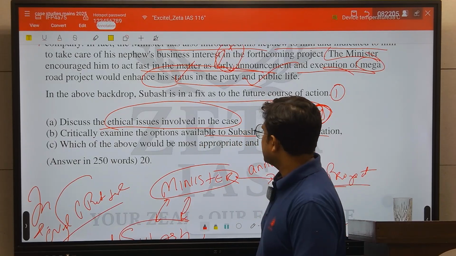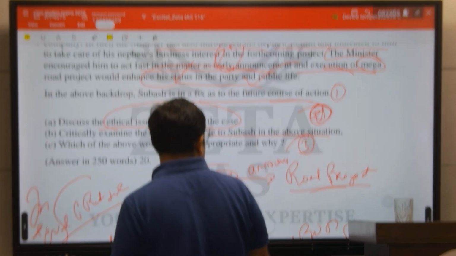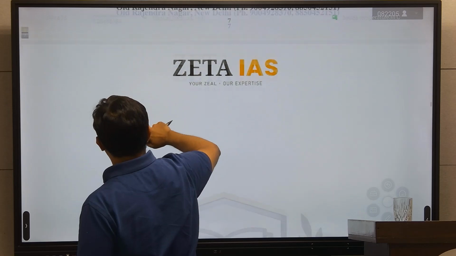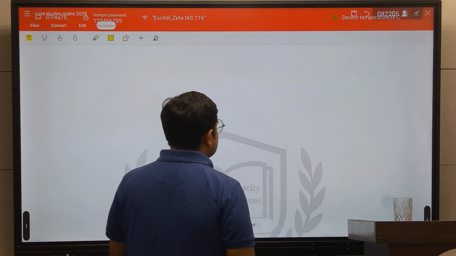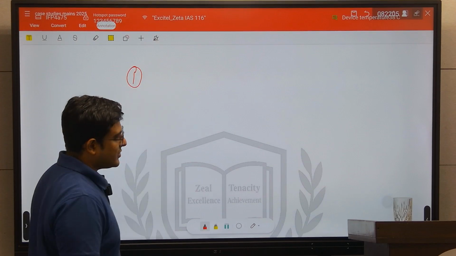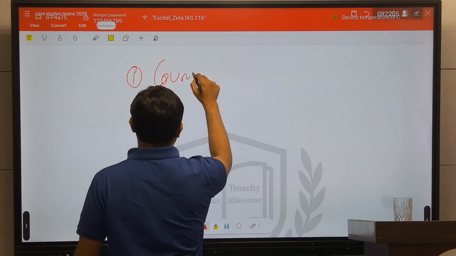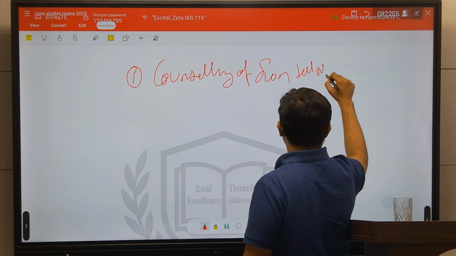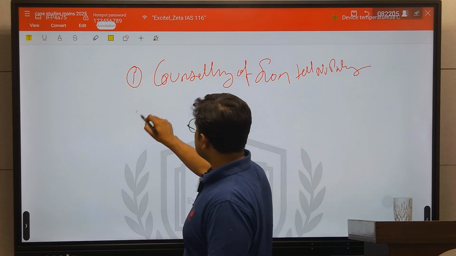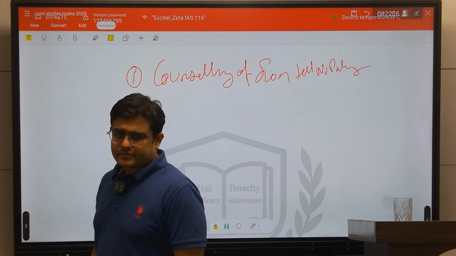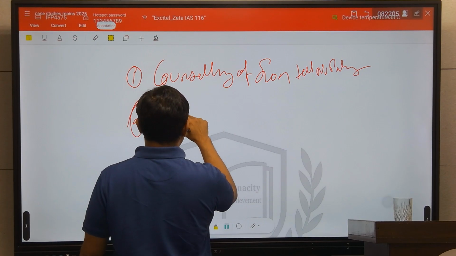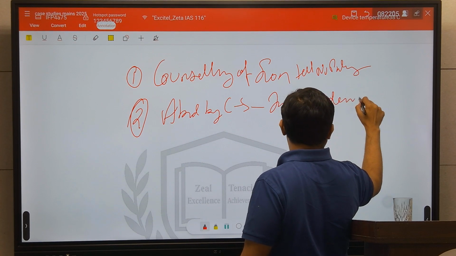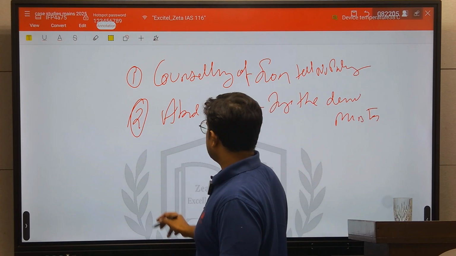Critically examine options available in the above situation. So what are the options available in the above situation? So write the options. Don't write the negative option first, as we have discussed. First, you consult the son, counseling of son, and tell him policy info cannot be given. Second, abide by civil services values and ignore the demands of the minister. This can be an option.